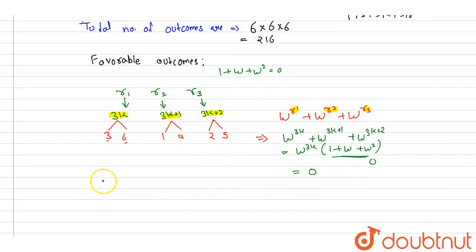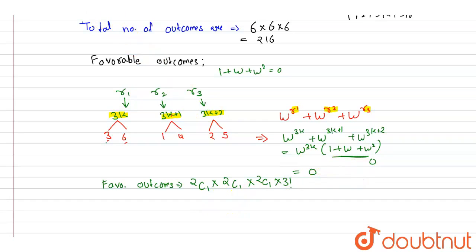So the favorable outcomes will be for R1, R2 and R3. For R1 we have to choose one number from these two, hence this will become 2C1. For R2 we again choose one number from these two, the same, 2C1, and similarly for R3. And we also have to arrange R1, R2 and R3, so it will become 3 factorial.